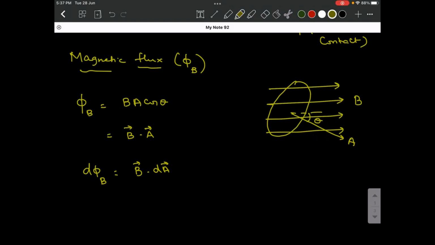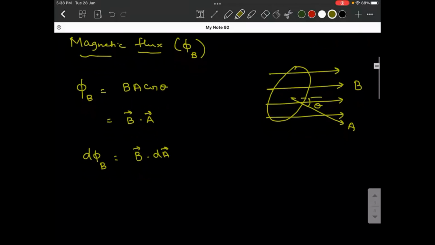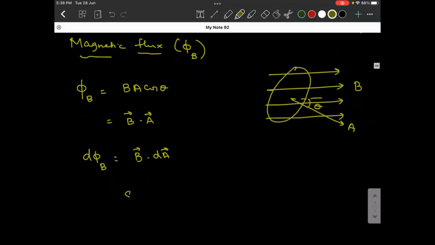Right. So if you observe in all the three scenarios, what is going to be the SI unit of it? SI unit is Tesla meter square. This Tesla meter square is also called Weber. So it is also called Weber.